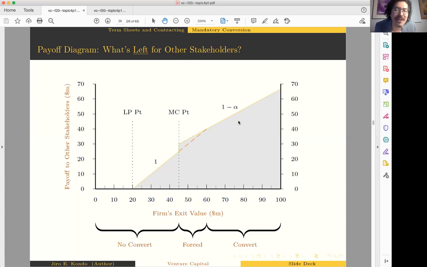By the way, this stuff almost never happens when everything is going fabulous, because everyone wants to convert to common equity and everyone is aligned. But when things are kind of middle range exits, that's when you're likely to see this weird strategy happening. Folks okay with this?